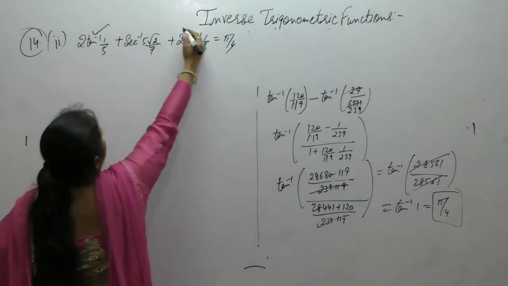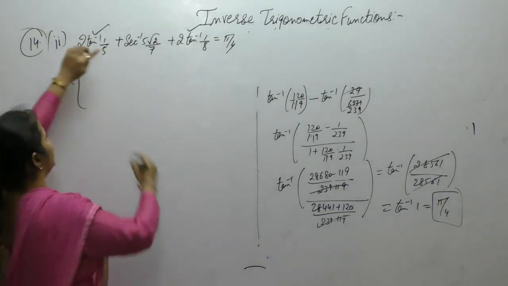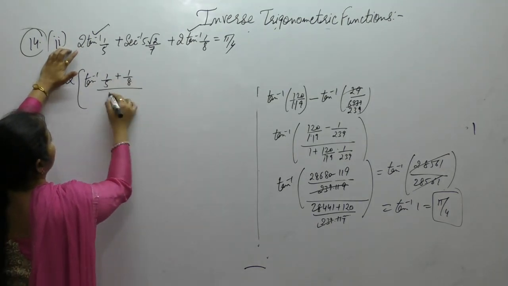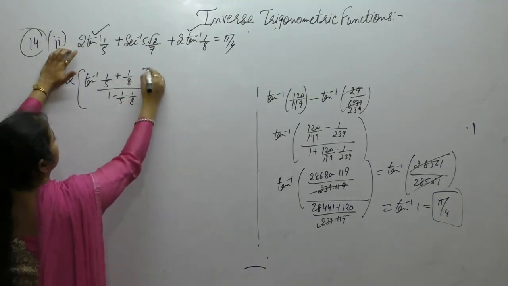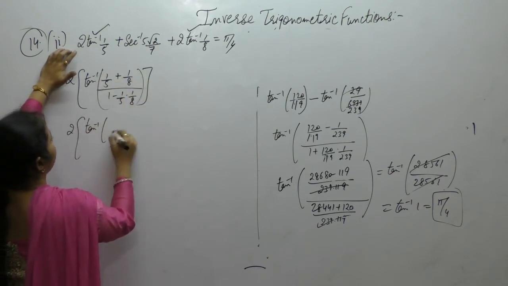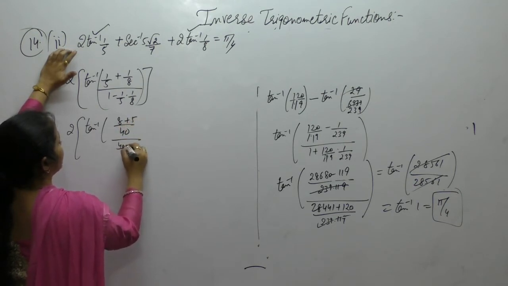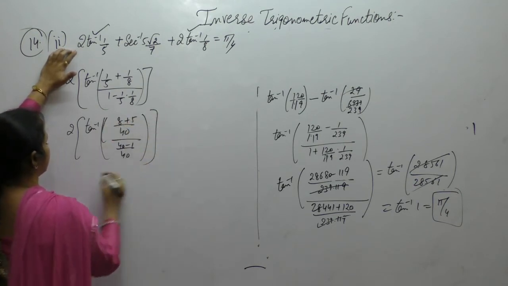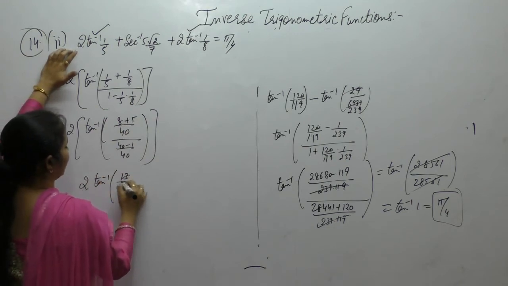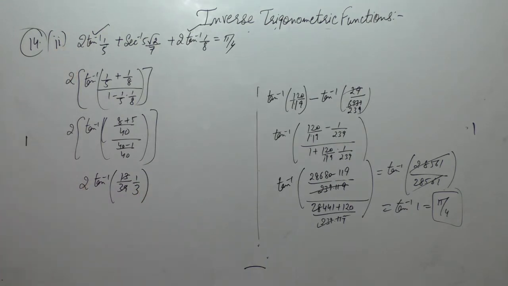First, these are terms of tan inverse. Taking 2 common, apply tan inverse x plus tan inverse y is tan inverse x plus y upon 1 minus x into y. So tan inverse 8 into 5, 40, 8 plus 5, 40 minus 1. So we get it as 2 tan inverse 13 upon 39, that is 1 by 3. 2 tan inverse 1 by 3.